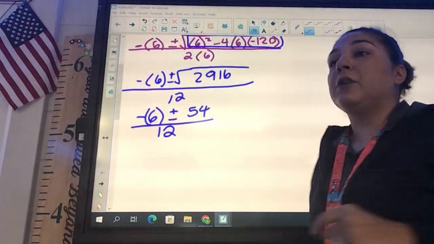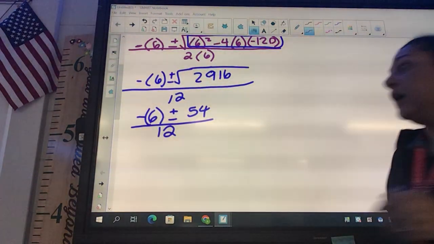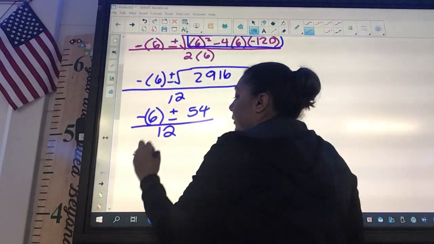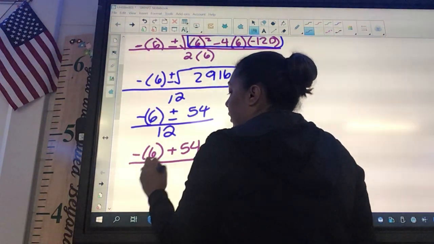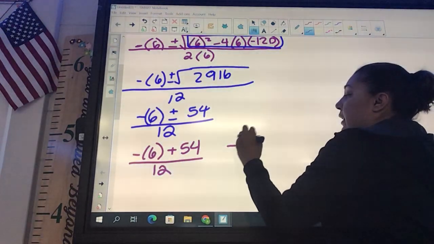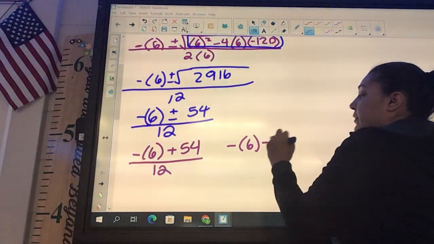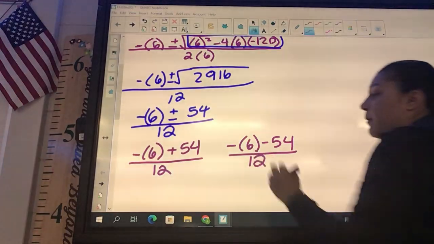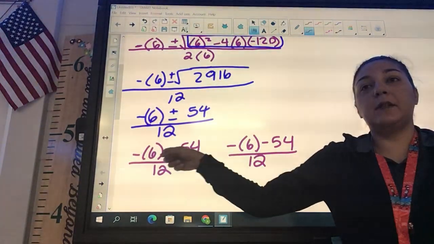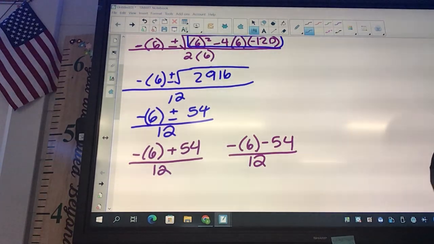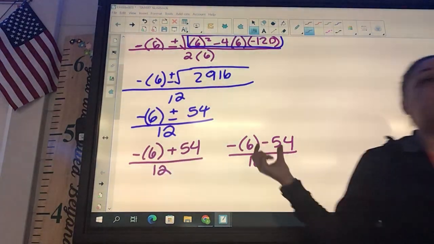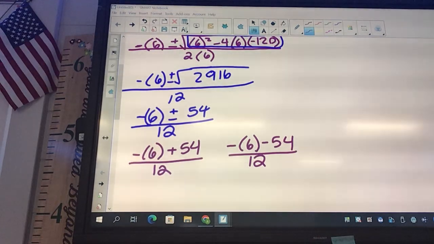Your first button you're going to hit is that fraction button, and you're going to type in -6 plus 54, and you're going to put the 12 on the bottom, and then you still got a -6 minus 54 and a 12 on the bottom. Look up here. See how this one has a plus and this one has a minus? That's what that plus minus does for us. And so you really are going to type these both in on the calculator separately and see what you get.